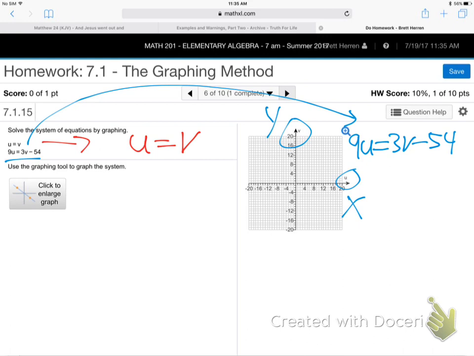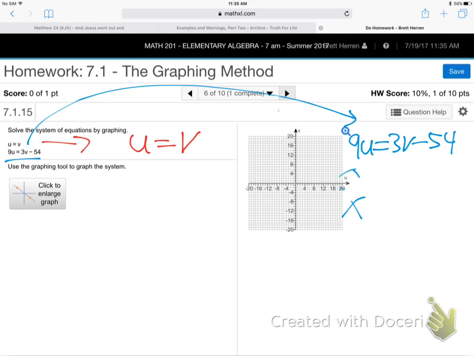It's just alphabetical. X comes before Y in the alphabet. U comes before V in the alphabet. So X is like U. You can tell on the graph. And V is playing the role of Y. So, why does that matter? Well, because what are we supposed to do first for graphing? We're supposed to get what alone? Y alone. You're supposed to get Y alone.